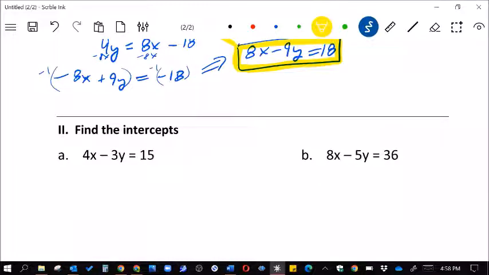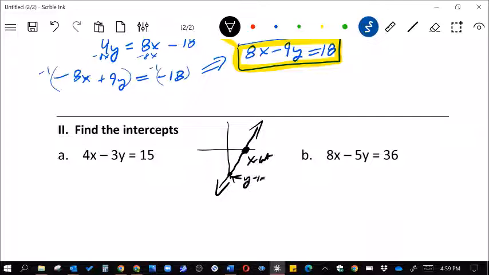Now, next we're going to look at the intercepts. The intercepts are the places where a line passes on the x-axis. So I'm going to show an example here for this first one. Let's say we were down here. Well, let's say here and here. This is our x-intercept. This is our y-intercept. And we know that for the x-intercept, the y value has to be a 0, and for the y-intercept, the x value has to be a 0.